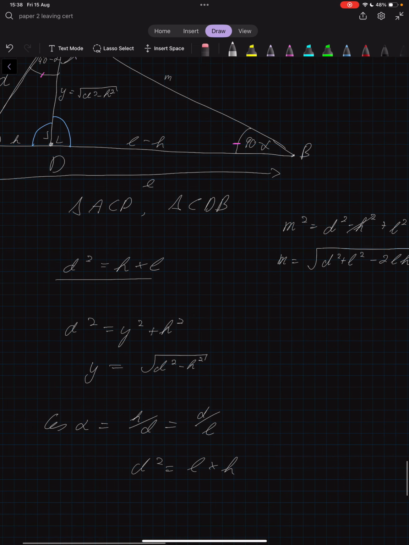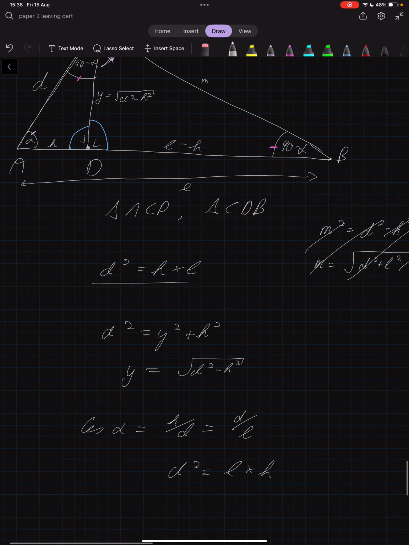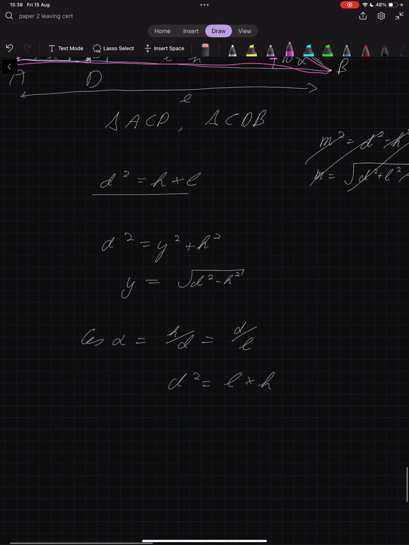So all this working out that I did with M actually wasn't necessary. Because you can just use this triangle here. So the cos of alpha from this triangle, and then the cos of alpha of this triangle. And that gives you this thing, which you're asked to prove. Okay?